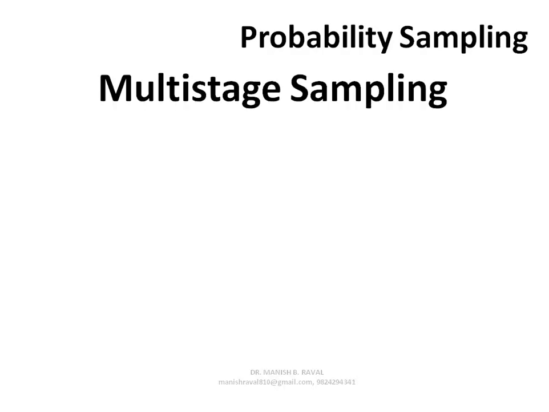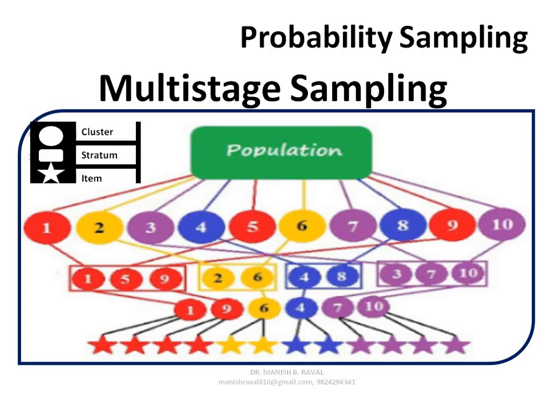Now let us see an example of multi-stage sampling. See here, this is the total population. Now the total population is divided into clusters. These are the clusters, and then clusters are divided into strata. These all are the strata, and then all strata are divided into items. Now these items are our sample. We will make a survey upon them. So this is known as multi-stage sampling.